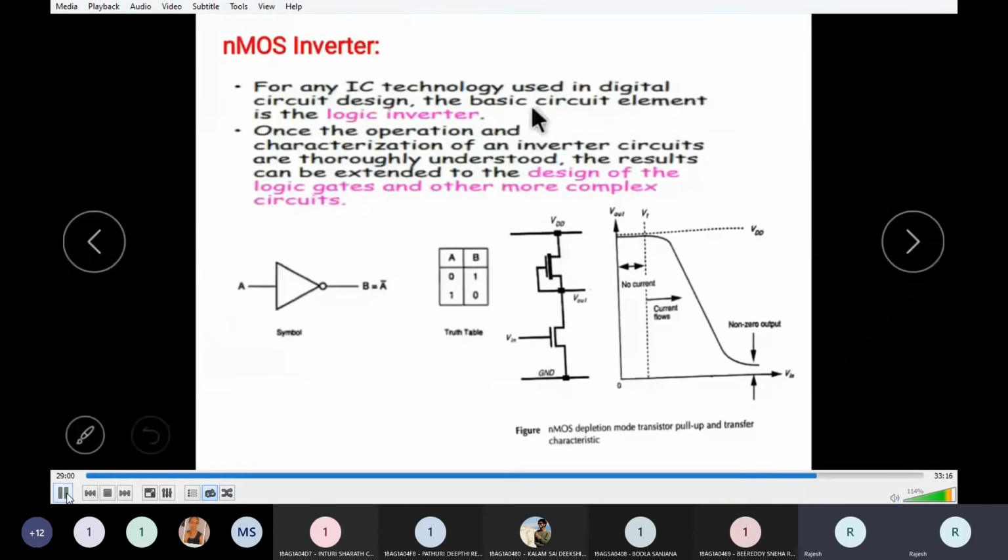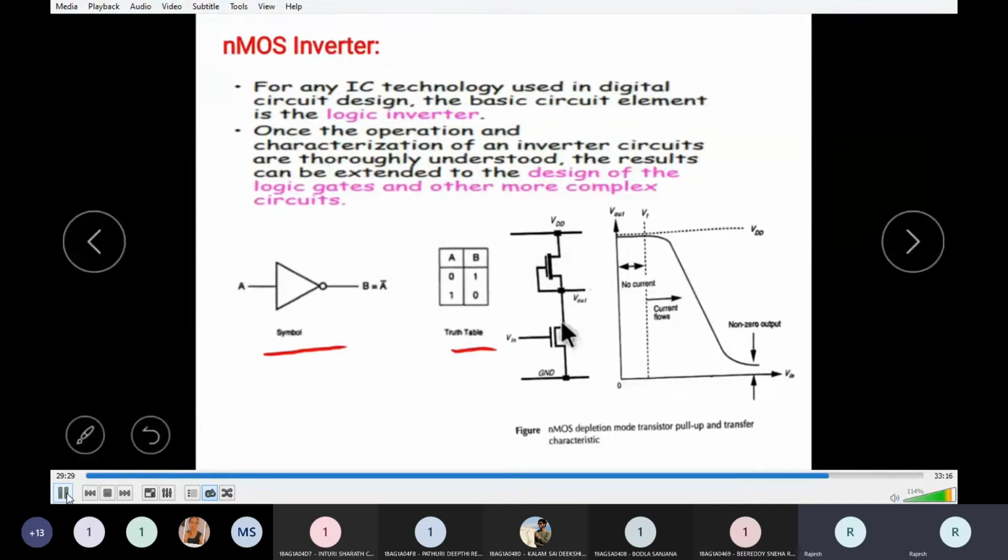NMOS inverter. The inverter is the basic element in the design of digital circuits. Without an inverter circuit, it is not possible to design any logic circuit. This is the symbol of the inverter and this is the truth table. If the input is 0, the output will be 1. If the input is 1, the output will be 0. And here this is the NMOS inverter.